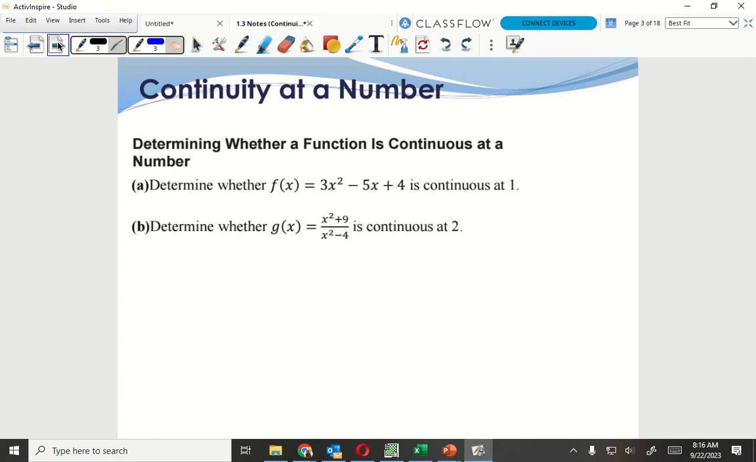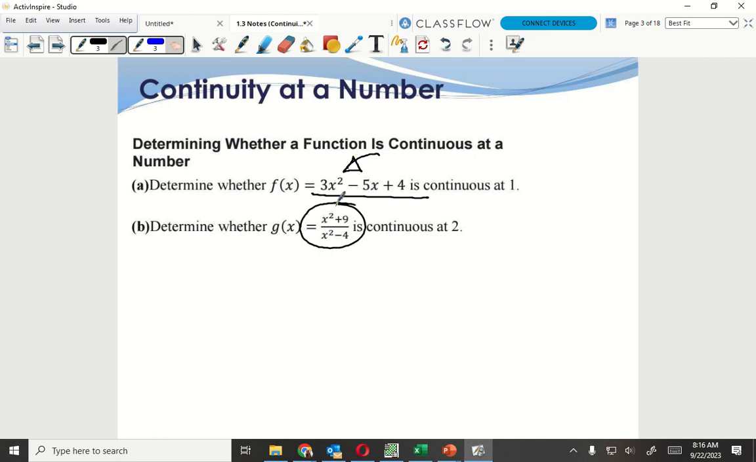This one right here does not have any domain restrictions. If I look right here, this is what type of shape? It is a parabola, yes. Thank you. All right, so it is a parabola. There are no discontinuities in this parabola. There are no places that I have to worry about where it cannot be equal to 0. So this one is going to be continuous at 1.